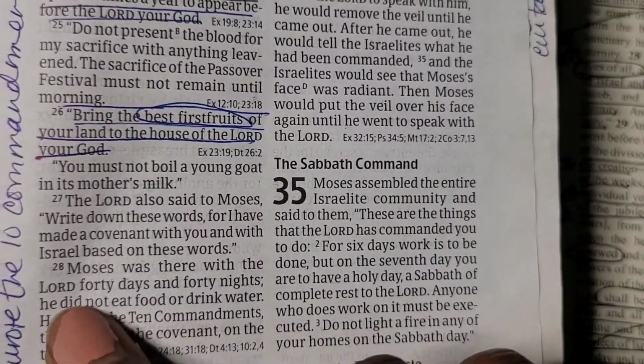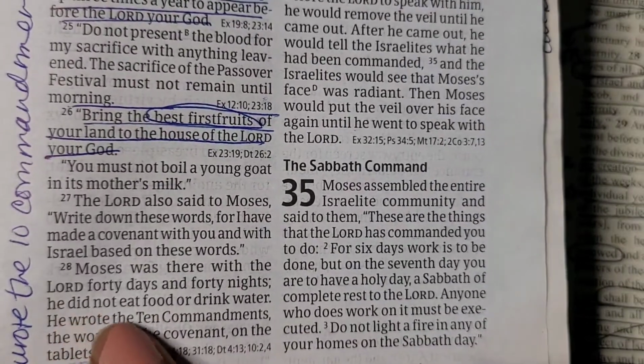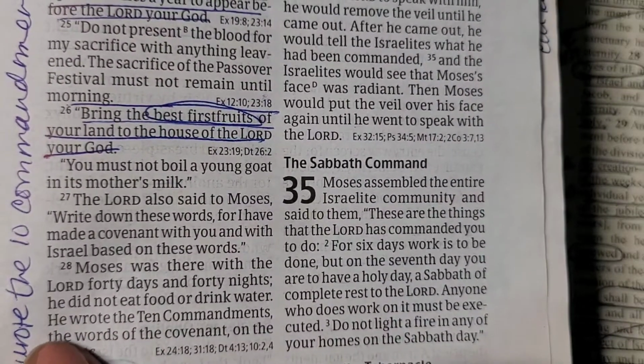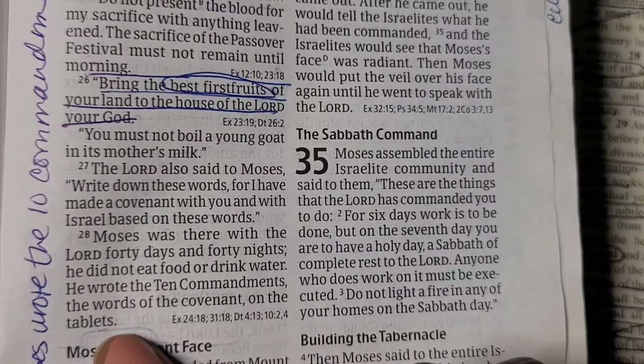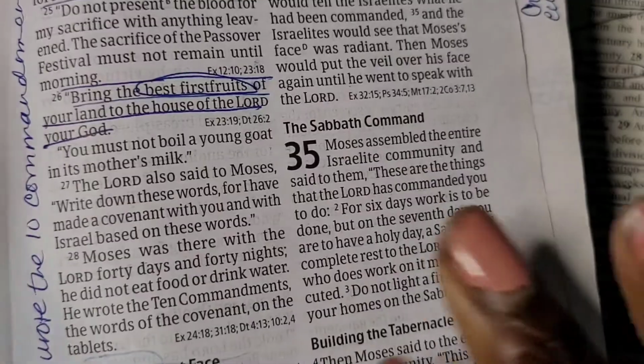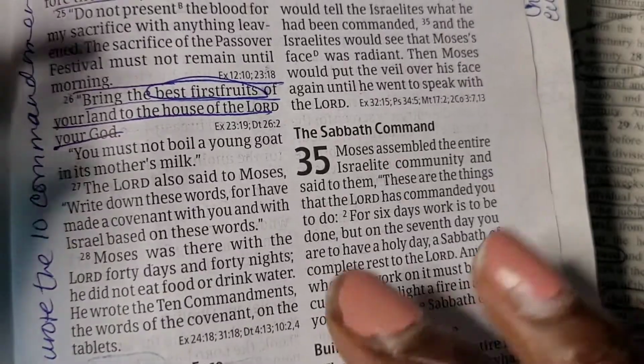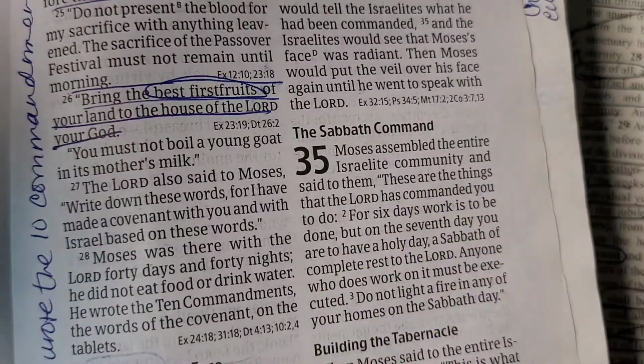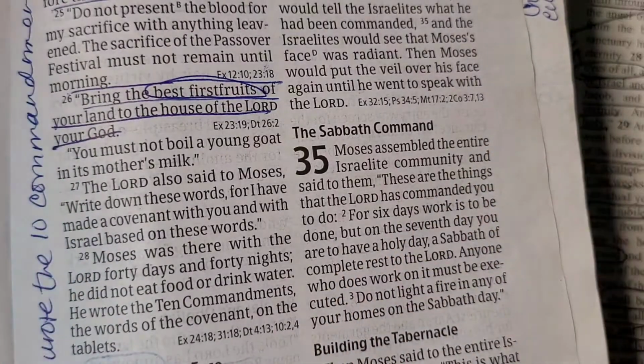Moses was with the Lord 40 days and 40 nights. He did not eat food or drink water. He wrote the 10 Commandments, the words of the covenant, on the tablets. Now, this is interesting because at this time that Moses is on the mountain for 40 days, we really don't know what he's doing up there. Scripture is pretty silent on it.